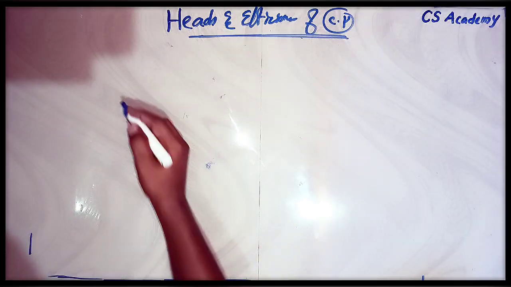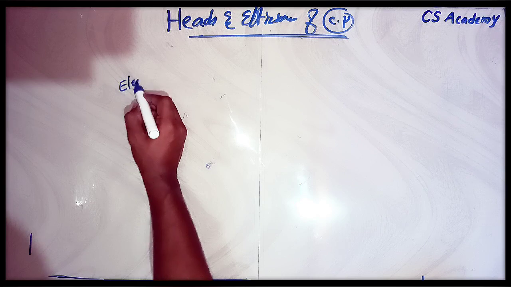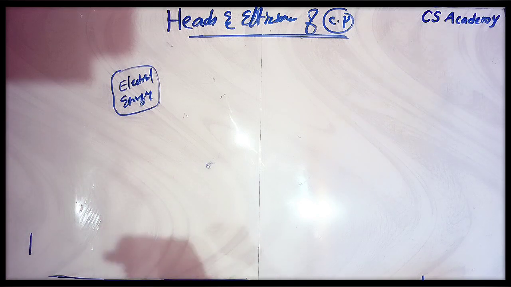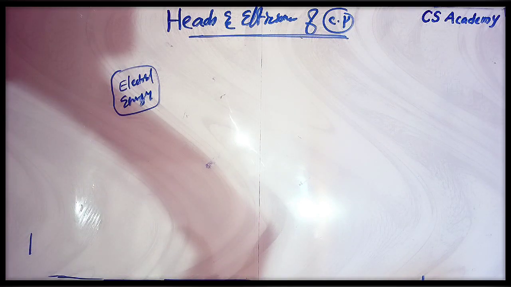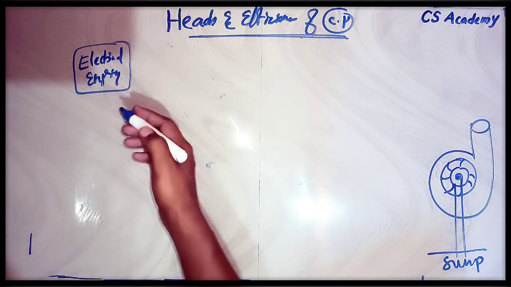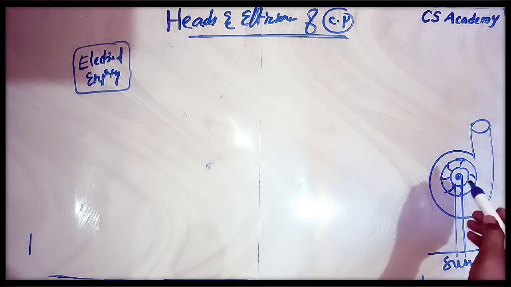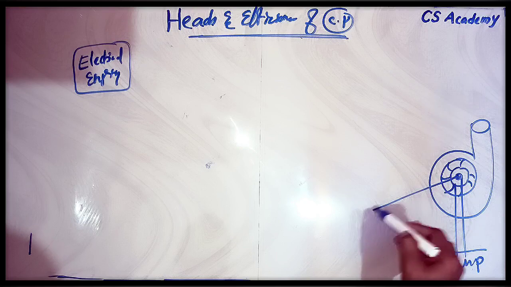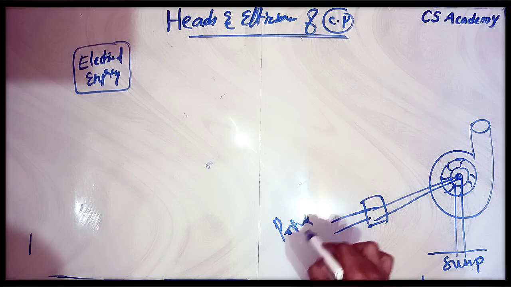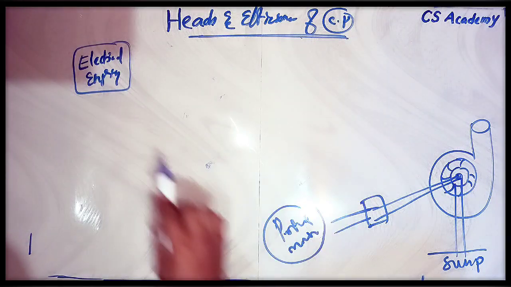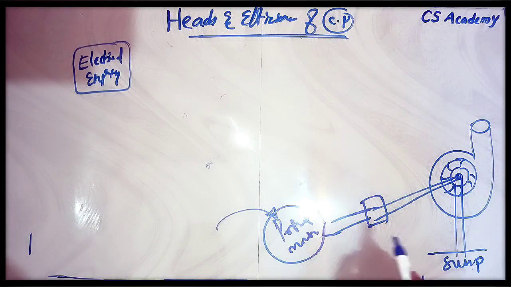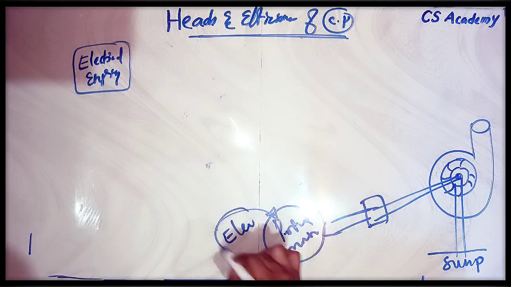The first point is that a pump requires some electrical energy as input. We are supplying electrical energy to this centrifugal pump, and that electrical energy is going to rotate the shaft which is connected to the impeller. There is one prime mover. We are supplying this electrical energy to the prime mover, and the prime mover will rotate the shaft which is connected to the impeller.